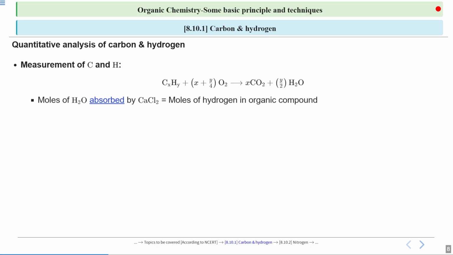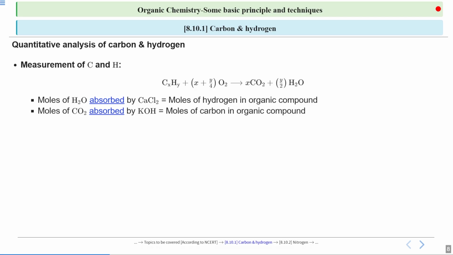Focusing on hydrogen first, the water produced from the reaction is absorbed by a calcium chloride tube. The increase in mass of this tube tells us exactly how much water was formed, and from that we can calculate the amount of hydrogen in the original compound.